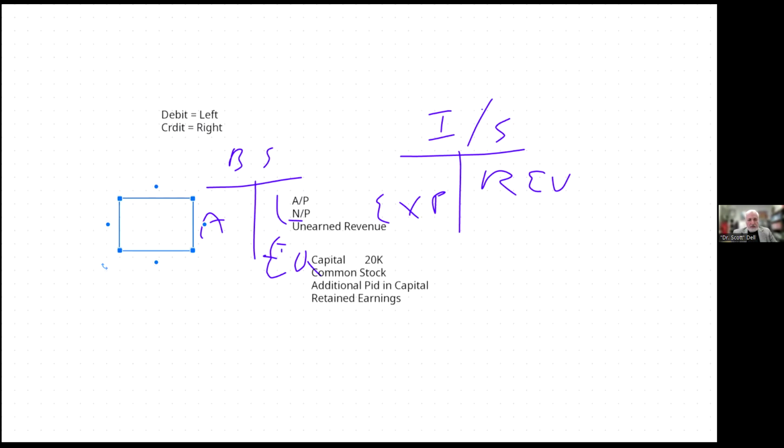So let's do that in a journal entry format. And let's do proper form, because debits will always come first. And we can go saying, I'm going to go ahead and debit my cash for $20,000.